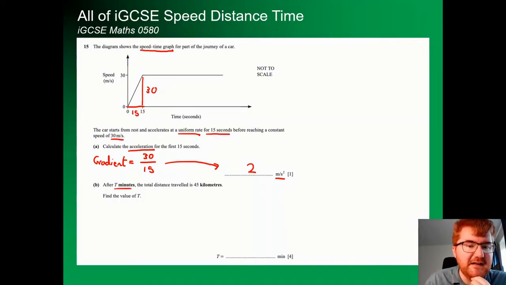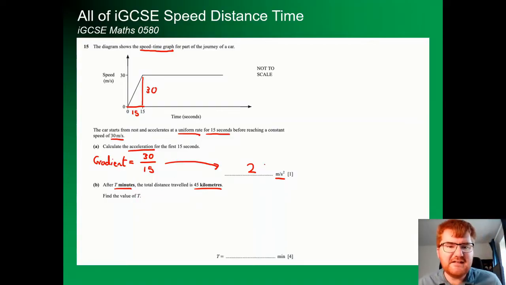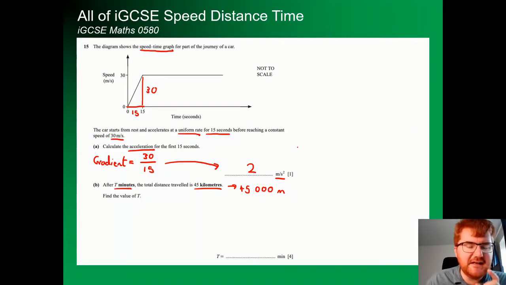After t minutes, and the bold letters are there for a reason here. So we're working now in minutes here, and the total distance travelled is 45 kilometers. Also very, very important, and we want to find the value of t. Well, the first thing to realize here is 45 kilometers is the same as 45,000 meters. So we're going to come to that in a moment.